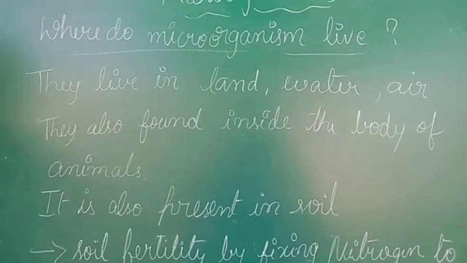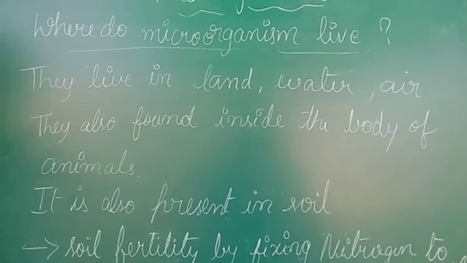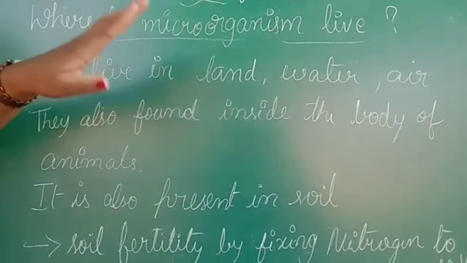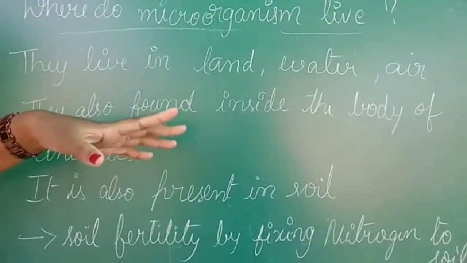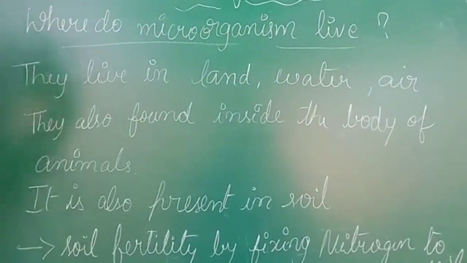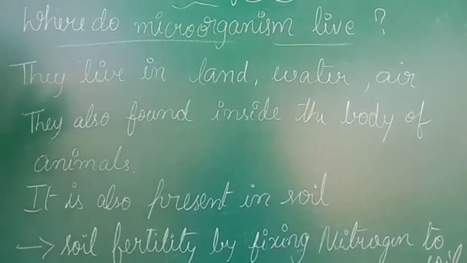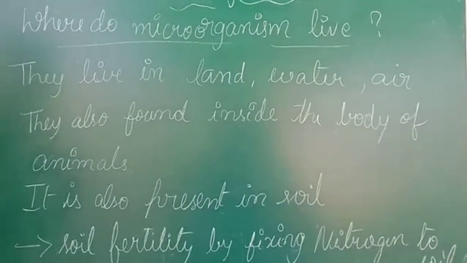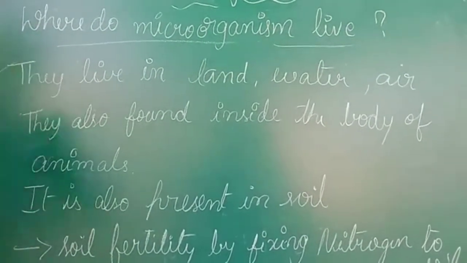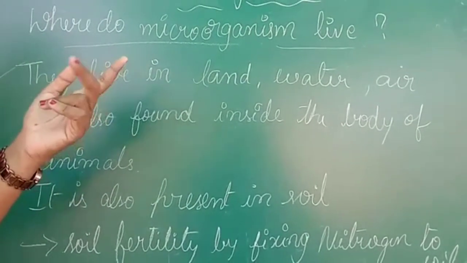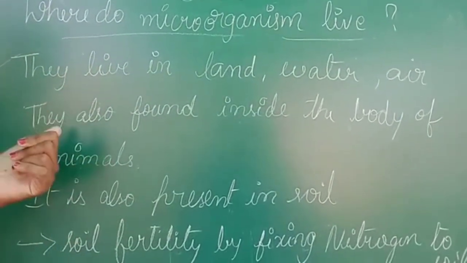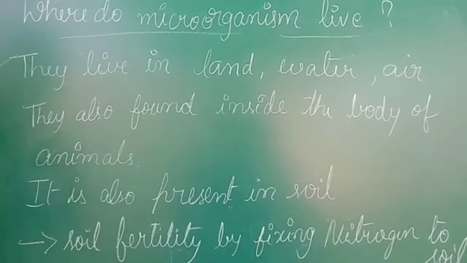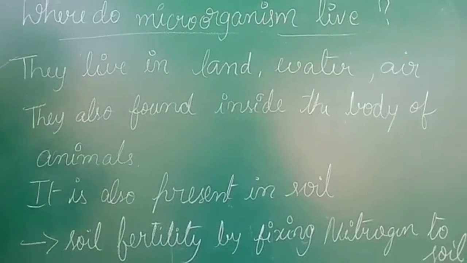Next we'll go through where microorganisms live. Okay, very important question. Where do microorganisms live? They live in land, in water and in air. They live in all three sources, that is land, water and air. And they are also found inside the body of animals. So inside the body of animals also microorganisms will be found.